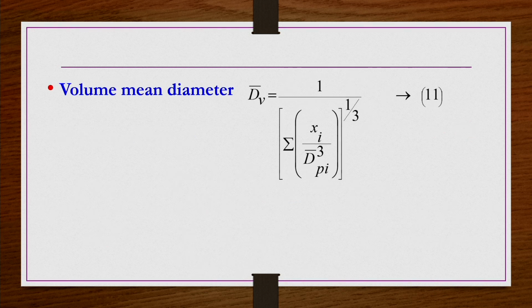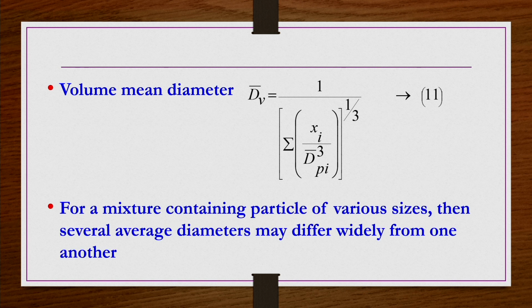Like that, we can have the volume mean diameter, dV bar, equals (1 by sigma Xi by dPi bar cube) whole power 1 by 3. So, as I already mentioned, for a given mixture containing particles of various sizes, there will be several average diameters, and they may differ widely from one another.